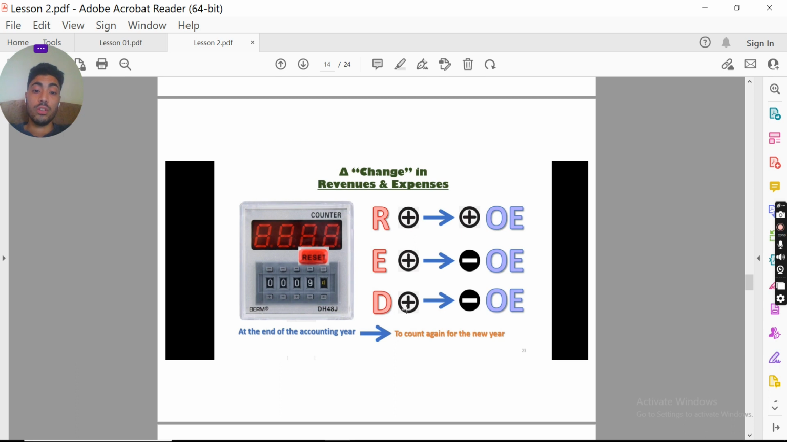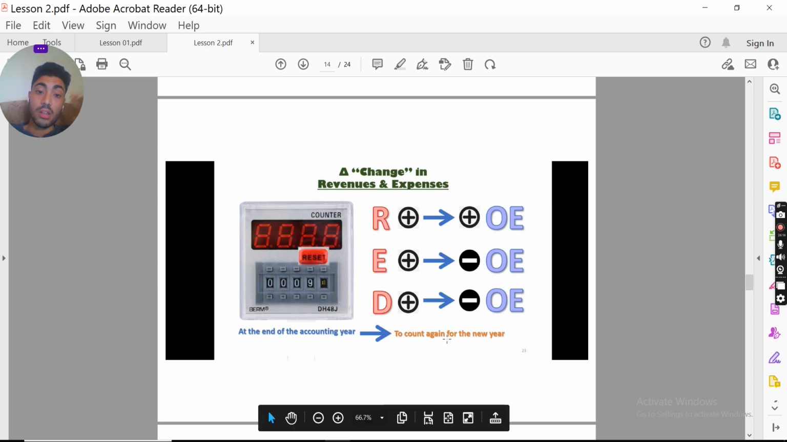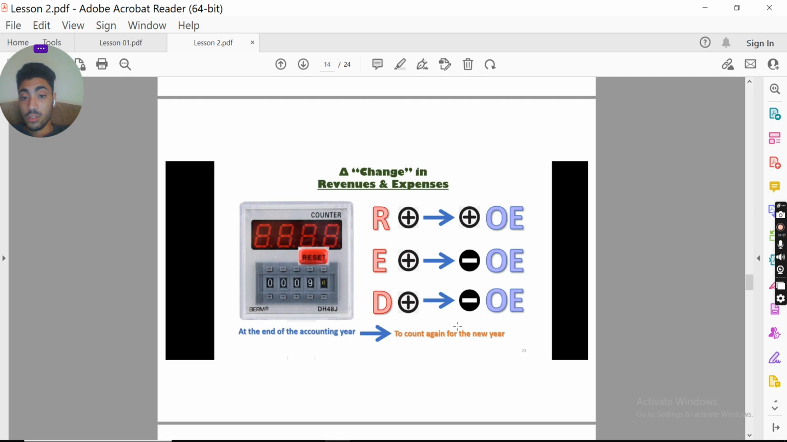These are drawings. Like the owner of the company, every day he draws cash from the company, so that means he is decreasing his own owner's equity. At the end of the accounting year, how can we stop this and start the cycle again? At the end of the accounting year, we establish financial statements and we reset it back again to start from the beginning.